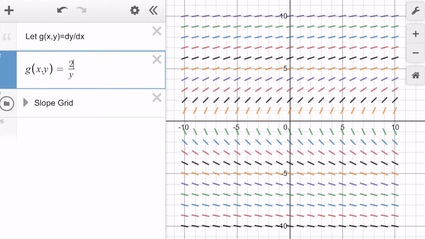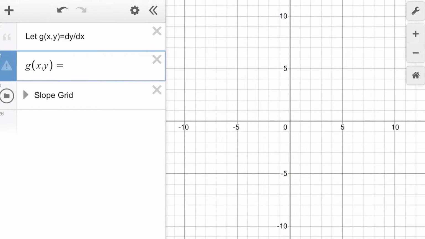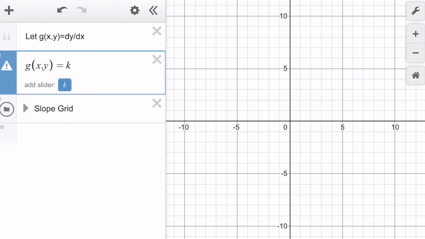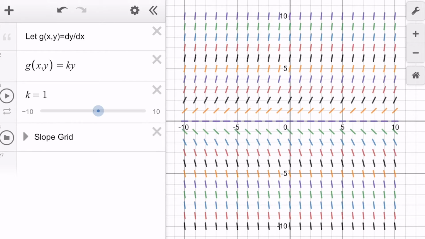Let's put in some of our favorite differential equations that we've worked with. So the population model that we worked with last time was dP/dt equals k times P. Now here we'll have to use k times y. We'll add a slider for k. And of course it's autonomous, and you can see its direction field is horizontally consistent.